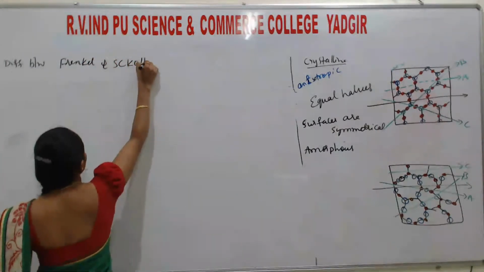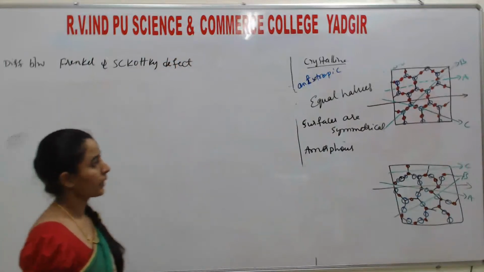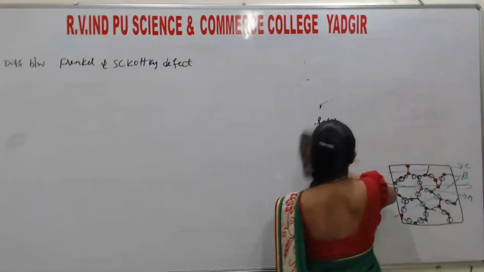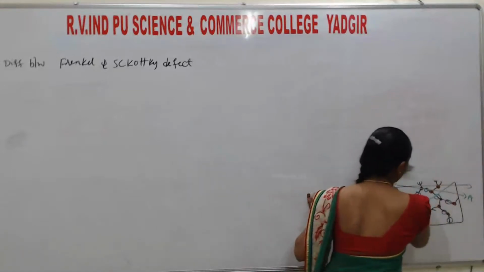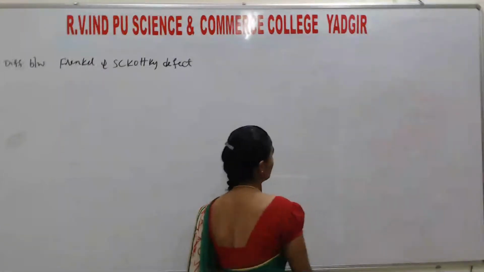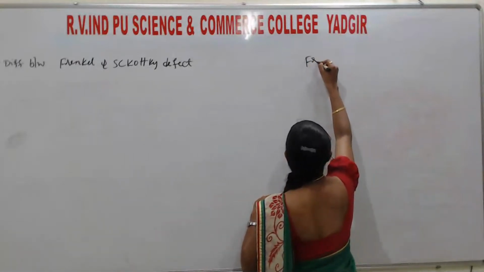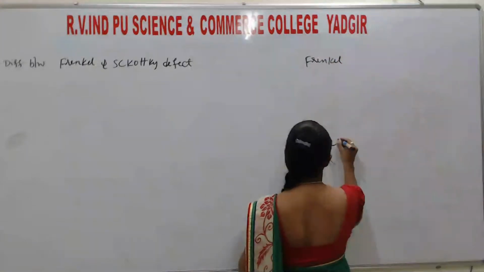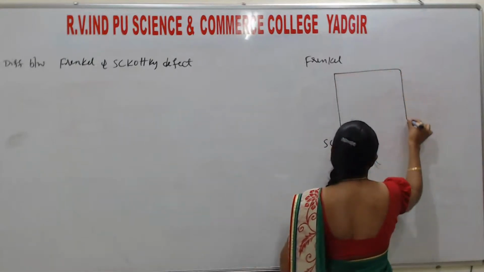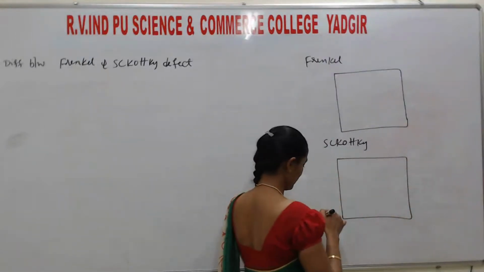Frenkel and Schottky defect. Okay, so for this also, write the diagram. Frenkel, Schottky. This is one crystal lattice. The different arrangement is there.